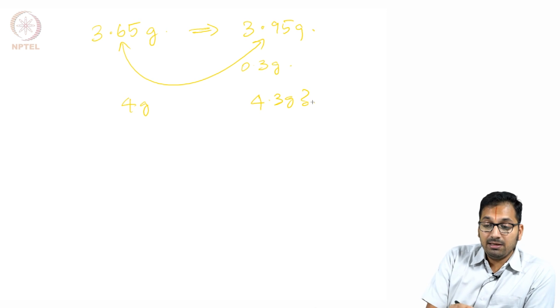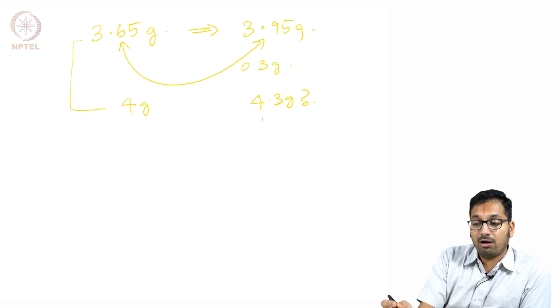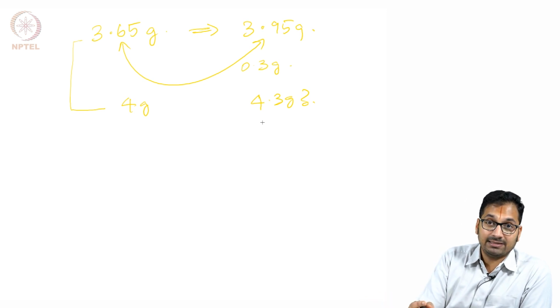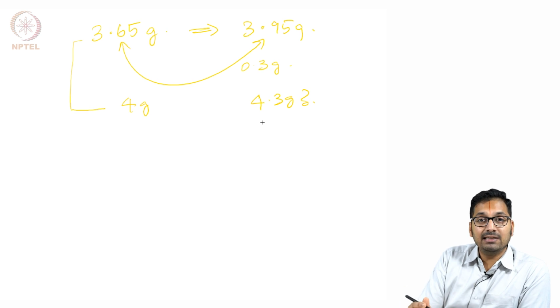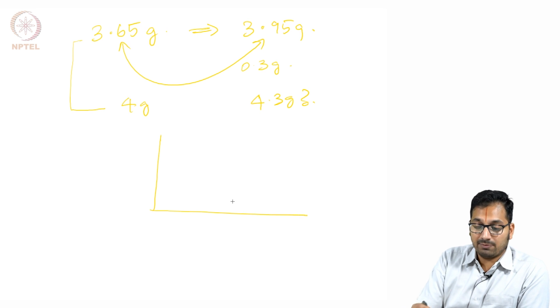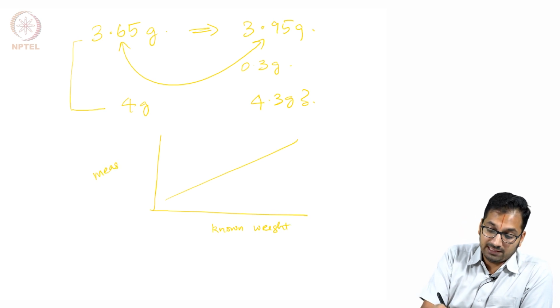Or maybe there is a slope associated with it, meaning that as I keep increasing, when I go from here to here, it need not be 4.3 grams, it could be a little more than 4.3 grams or a little less than 4.3 grams. So this is basically something like a calibration graph, where you add a known amount of grams, measure it, and then try to get a correlation between these two: this is the known weight, this is the measured weight from your analytical balance, for instance.